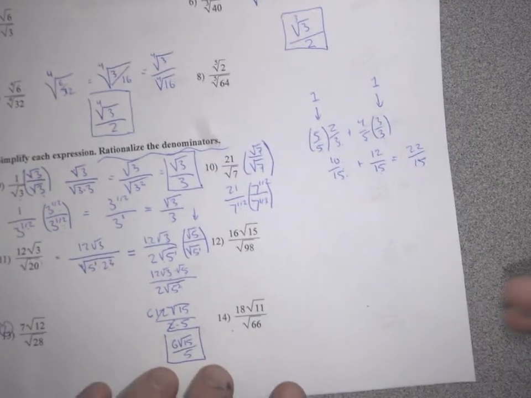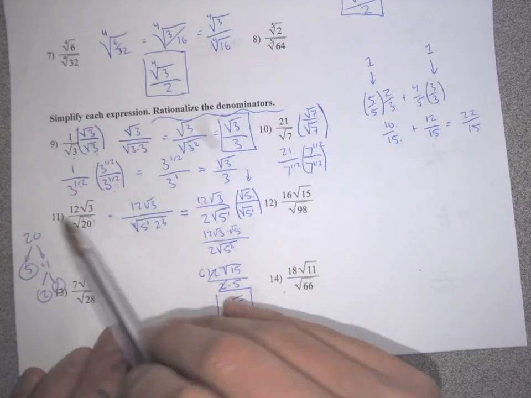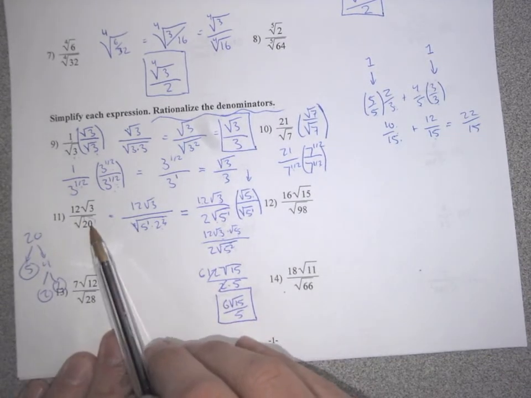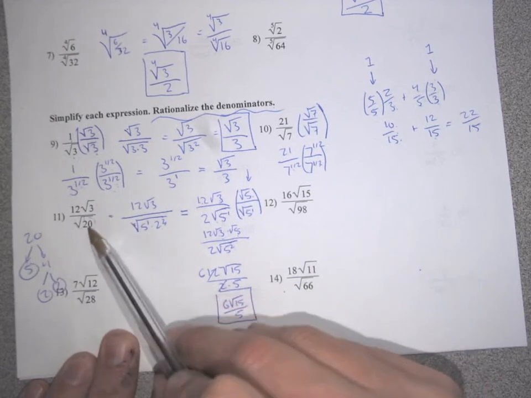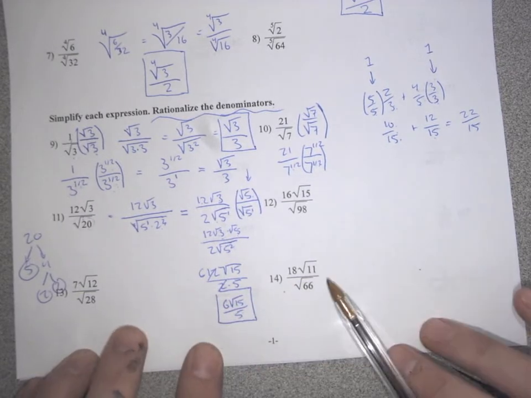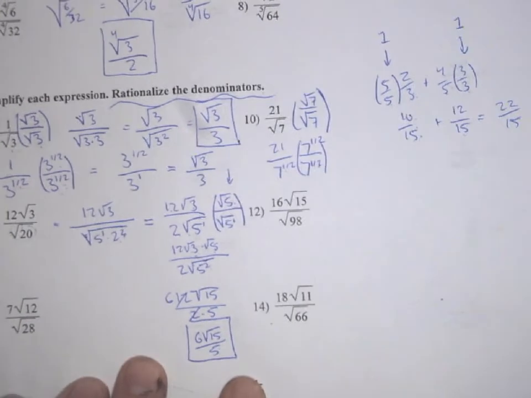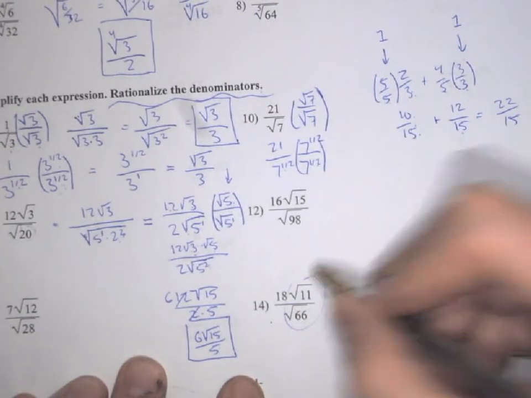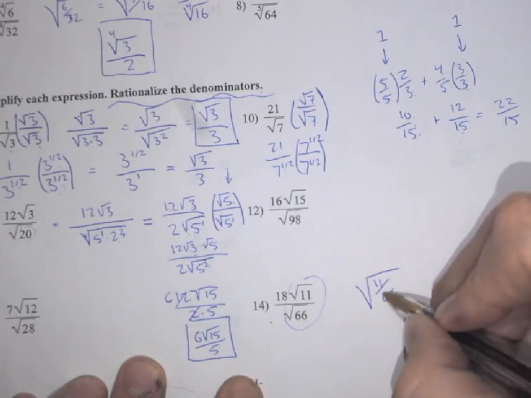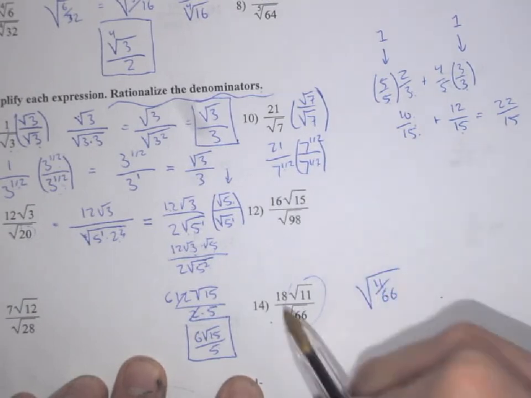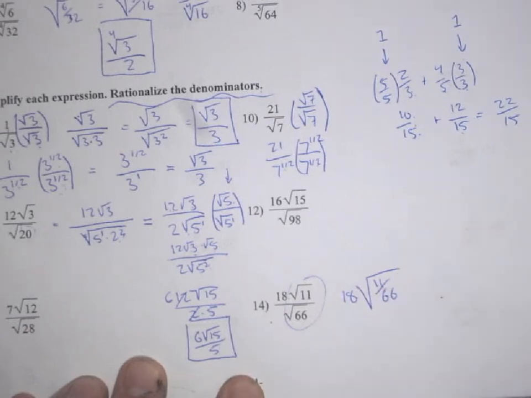All right, let's look at 14, which has a little bit different strategy. So in number 11, I had to simplify that root 20, but I did that off to the side. Now 3 and 20 don't have any common factors, but in 14, I do have some common factors here. So I can rewrite this part as root 11 over 66. Now I still have that 18 multiplying out front, so I'm going to write it like that.